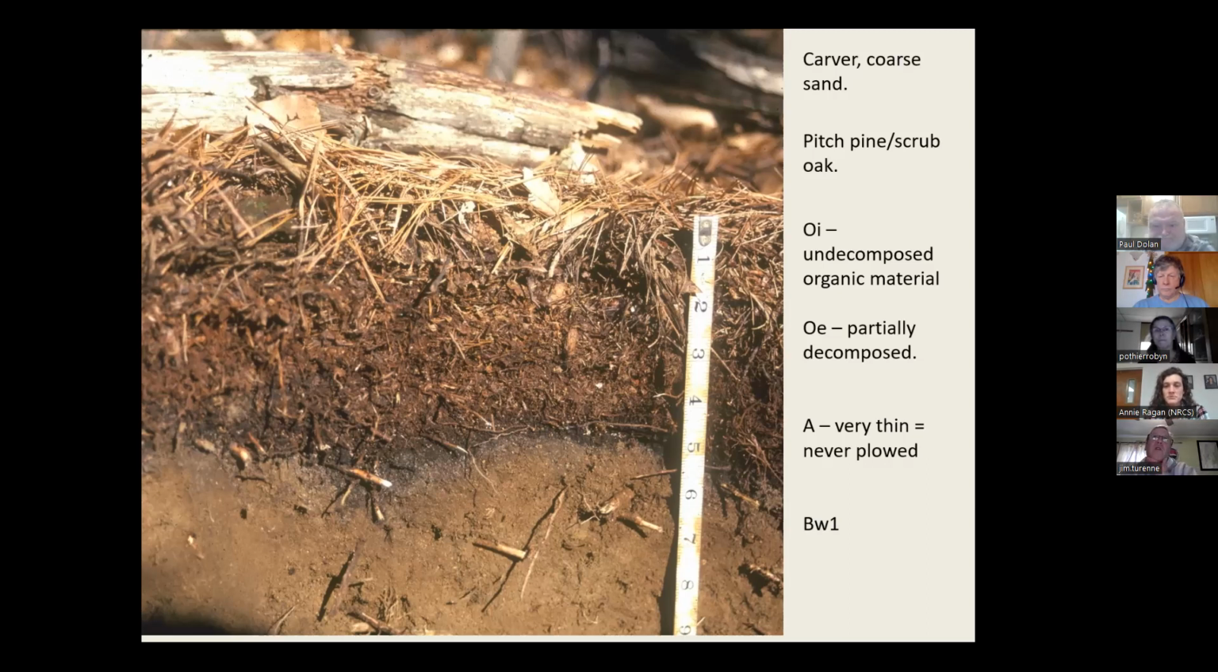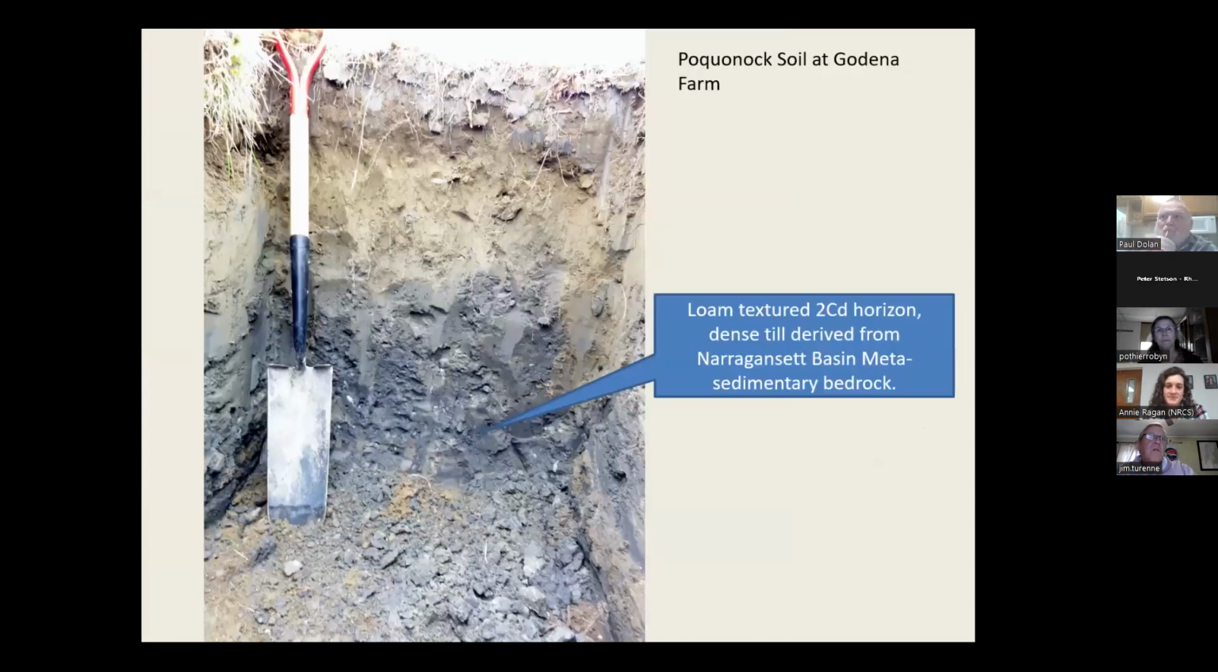So this soil is called the Carver Coarse Sand. It's basically associated with pitch pine and scrub oak. You would find this all the way out on Cape Cod, southeastern Massachusetts, Plymouth County, where I did a lot of mapping. And it just shows a nice, well-drained forested soil with an organic layer about 4 inches thick, very thin A horizon, and then right into that B horizon. And this B goes all the way down quite deep, and it's basically just coarse sand from top to bottom. So it's a very dry, sandy type of soil.